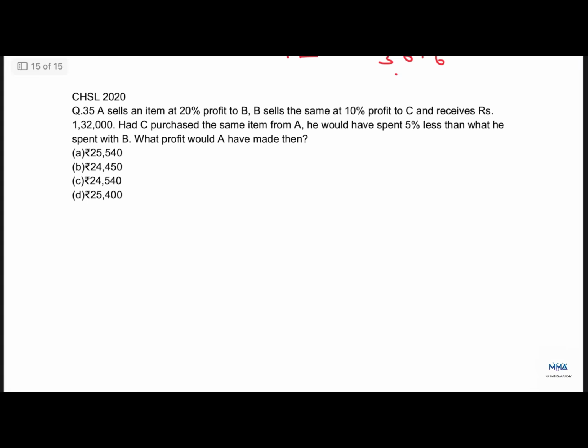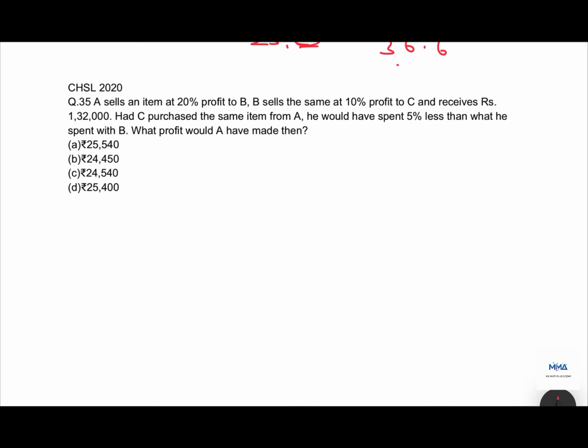A sells an item at 20% profit. B sells the same at 10% profit to C and receives 1,32,000. Had C purchased the same item from A, he would have spent 5% less than what he spent with B. What profit would have A made? Here, let's say A got this for 100. He sells to B at 20% profit, so 120. B sells to C at 10% profit, so it's 132, and C pays 132,000.